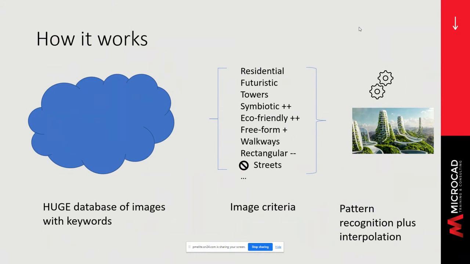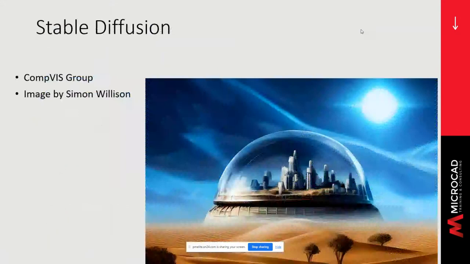Then our architect, Manas Mahada, provided the software with a list of criteria. Perhaps he used residential, futuristic, towers, symbiotic, eco-friendly, freeform, walkways, rectangular, streets, and appended some of these criteria with emphasis. So symbiotic and eco-friendly were stressed, rectangular was suppressed, and no streets were allowed. And the software found matching patterns, interpolated among the pattern swatches, and filled in the gaps, creating a smooth, holistic image. There are several image generation packages out there now that work with neural networks and machine learning to do pretty much the same thing.